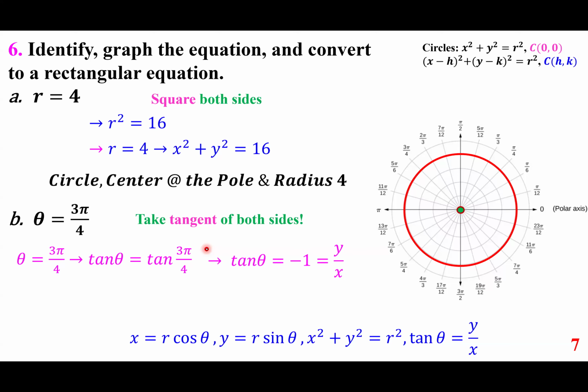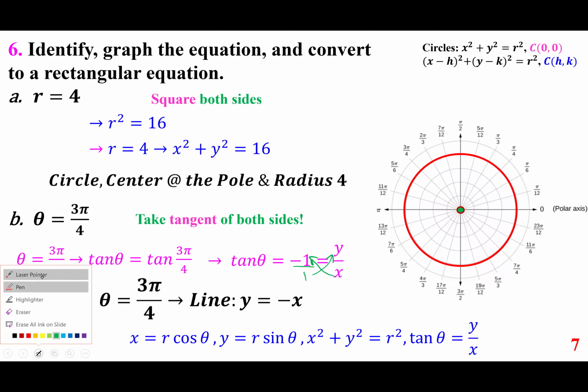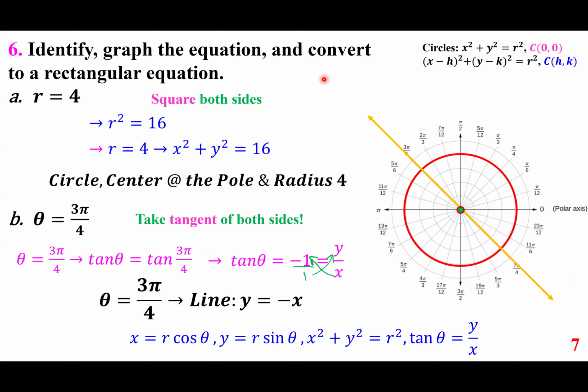Which means, if you do the cross product here, y equals minus x. So this represents a line through the origin. Y equals x is this way, y equals minus x is this way. Y equals x goes through pi over 4, this one goes through 3 pi over 4. Again, y equals x would have gone through pi over 4, but negative x through 3 pi over 4.